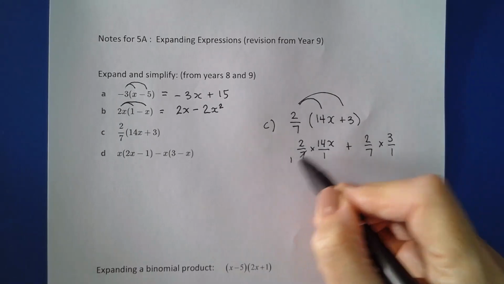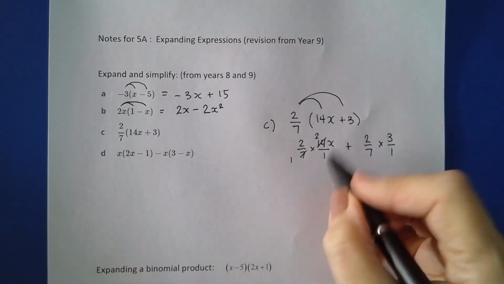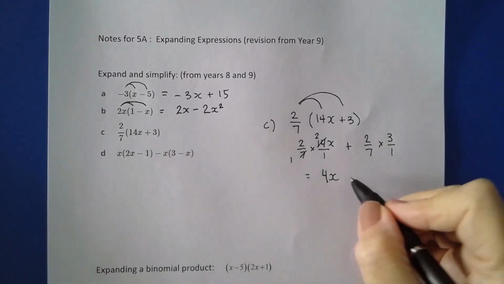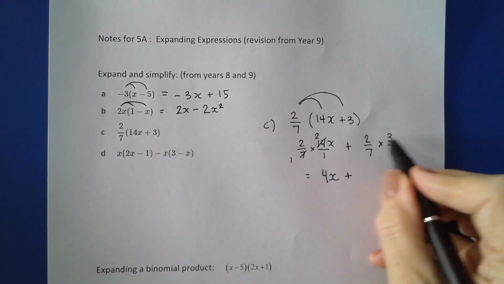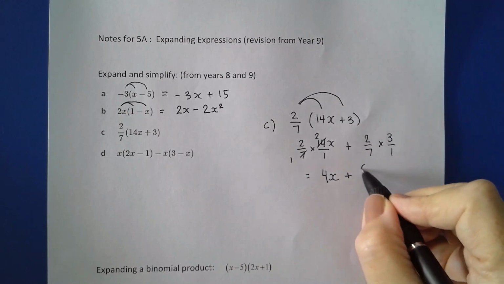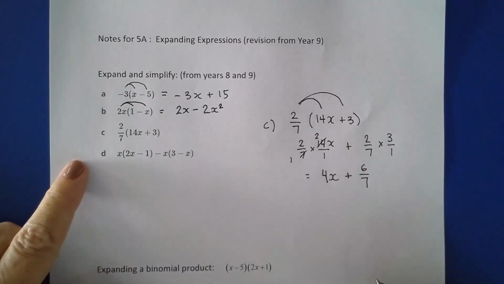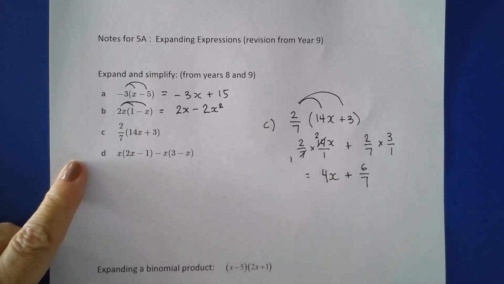7 goes in here 1 time, 7 goes in here 2. So this ends up being 4x over 1. And this ends up being across the top, across the bottom, 6 over 7. So that's the answer to C that we would expect you to get. All right? So writing things out if you need to is a good idea.